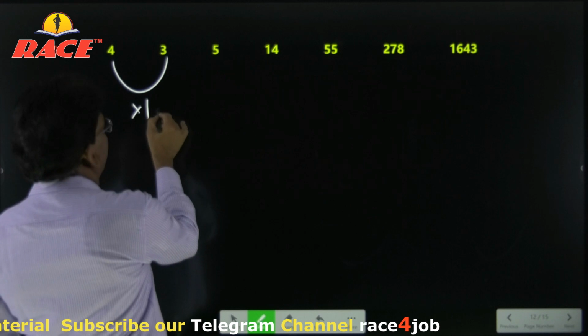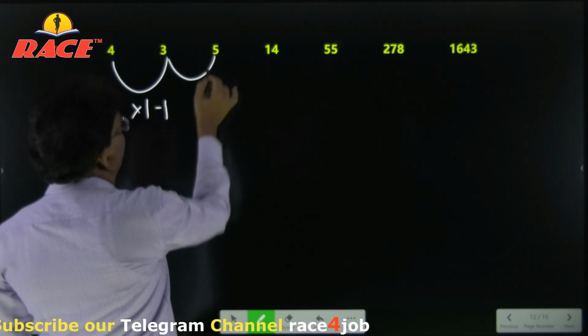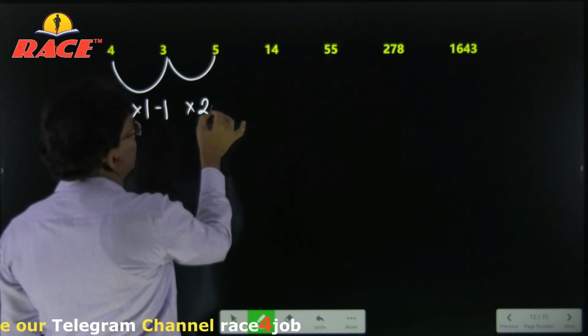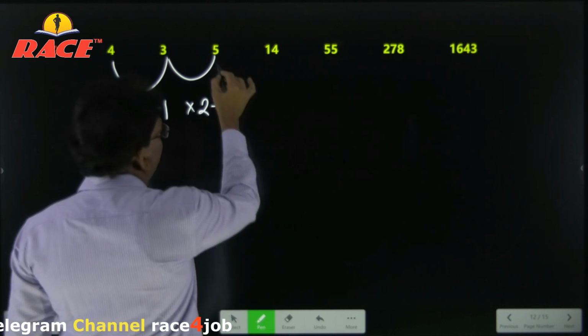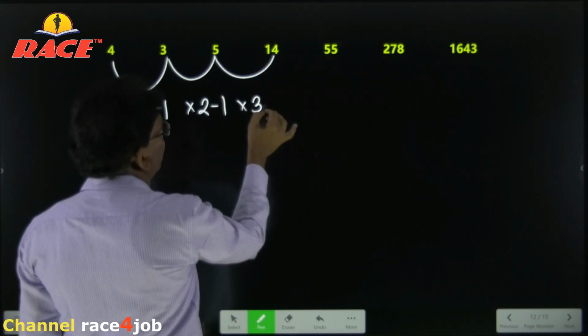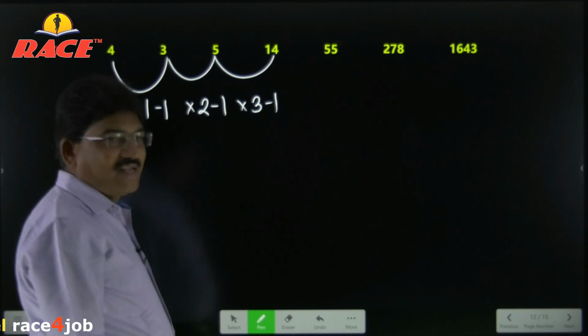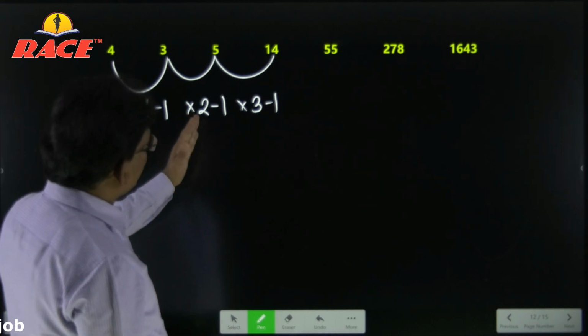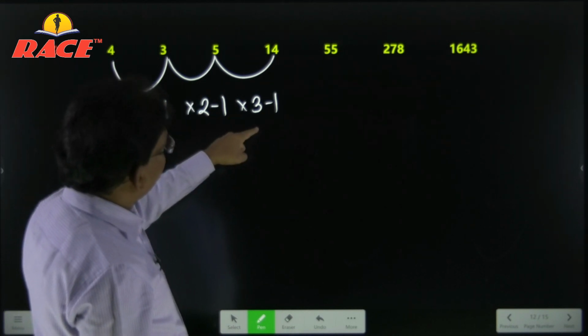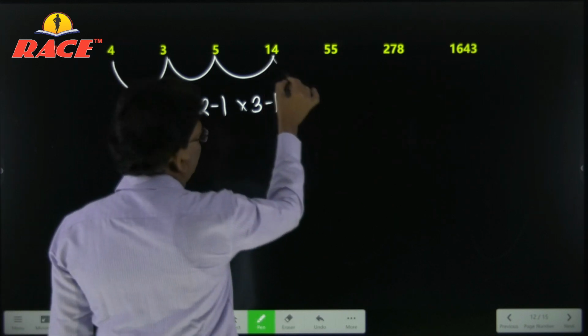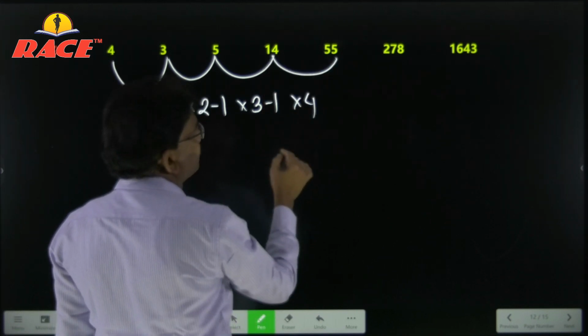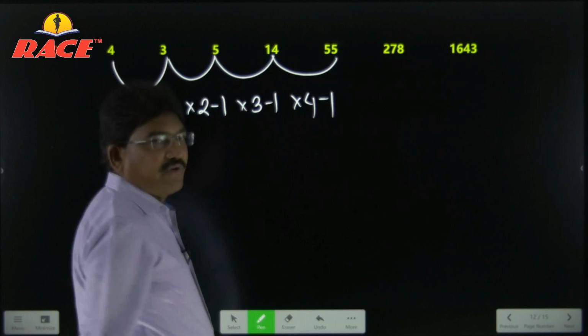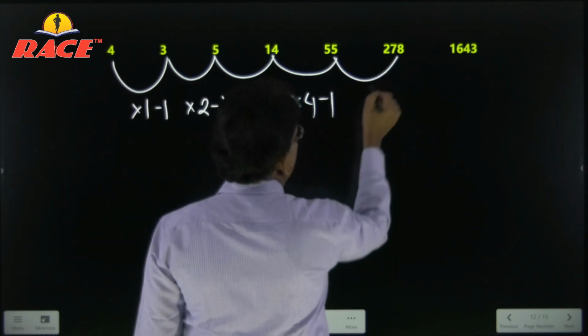Into 1, almost 1 time, but minus 1. So 3 and 5, almost 2 times. Into 2, but minus 1. 5 and 14, almost 3 times, 15, minus 1. This is clear now. Into 1, minus 1. Into 2, minus 1, correct? Into 3, 15, minus 1, 14. Next one should be into 4. 14 into 4 is 56, minus 1, correct? 55. Next one, it should be 5 times.